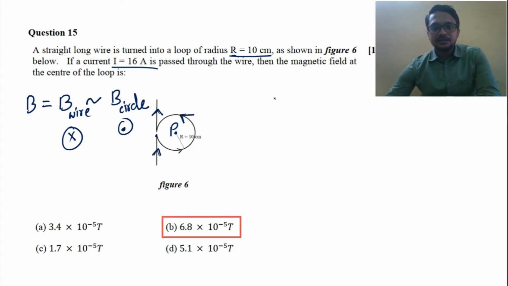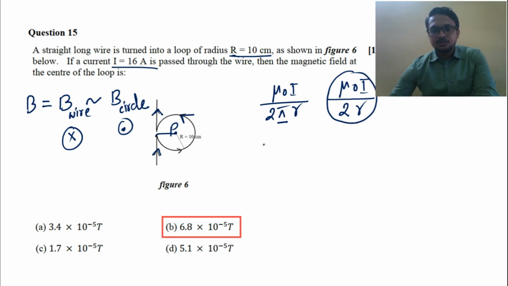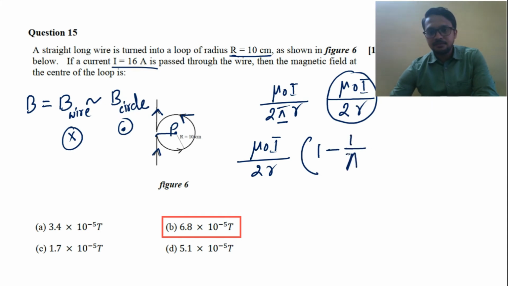Now B wire means mu 0 I by 2 pi r, because this distance is same, radius. And circle means mu 0 I by 2 r. Now which one will be bigger? Here pi is there in the denominator, that means more than 1 is there in the denominator. Here pi is not there, so this term will be bigger, right? So if we take common mu 0 I by 2r, 1 minus 1 by pi, this quantity will be bigger, so this one I have written first.